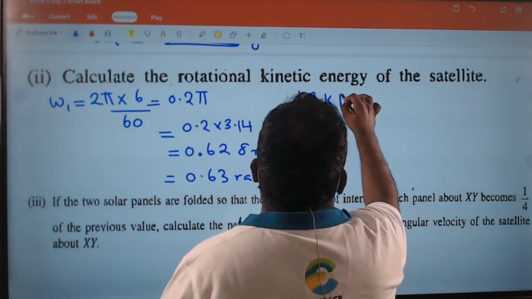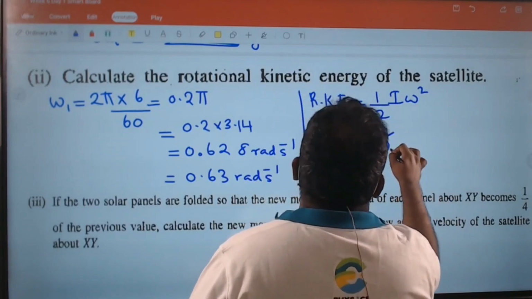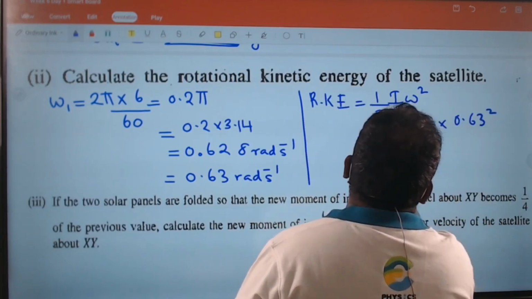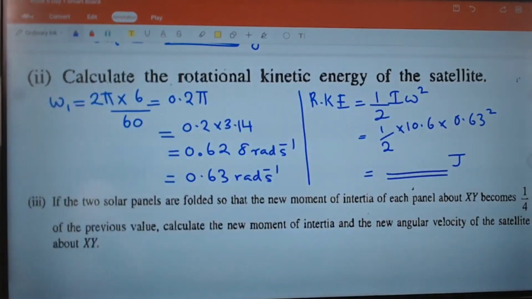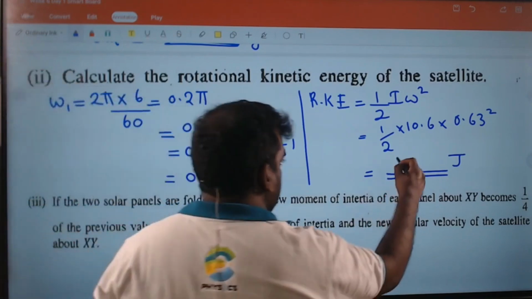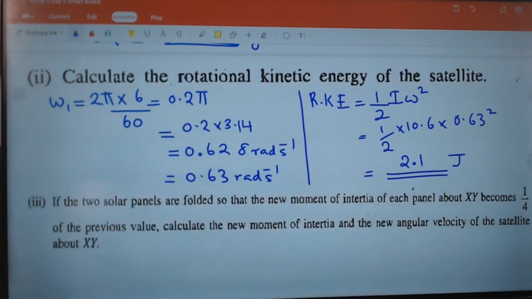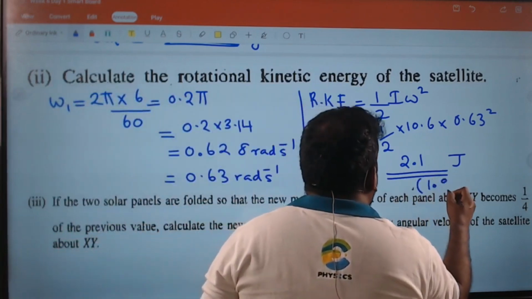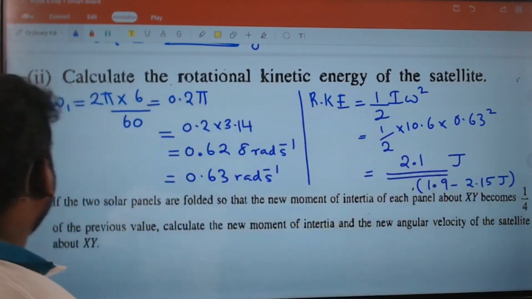So rotational kinetic energy is half I omega squared: half times moment of inertia 10.6 times 0.63 squared. You get your answer in joules: 2.1 joules. But in the marking scheme they have given between 1.9 to 2.15 to give marks. In this range they give marks.